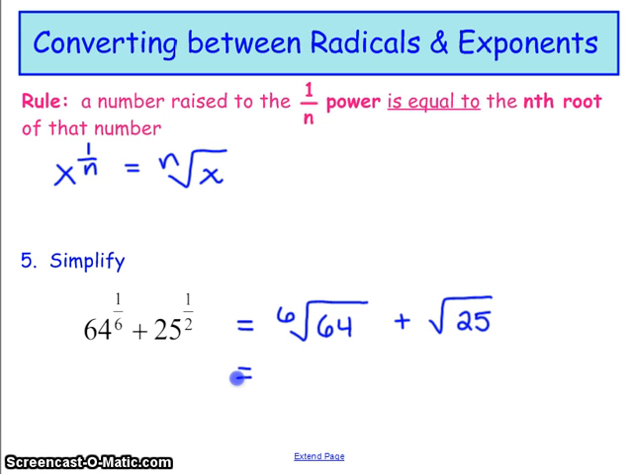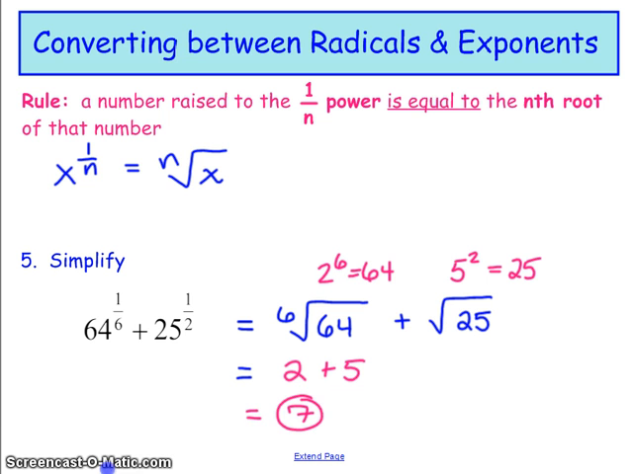So if I'm trying to figure out what the sixth root of 64 is, I happen to know that 2 to the sixth power is 64. So that means that the sixth root of 64 is 2. And I know that 5 squared is 25, so that means that the square root of 25 is 5. So my answer here is 2 plus 5, which equals 7.